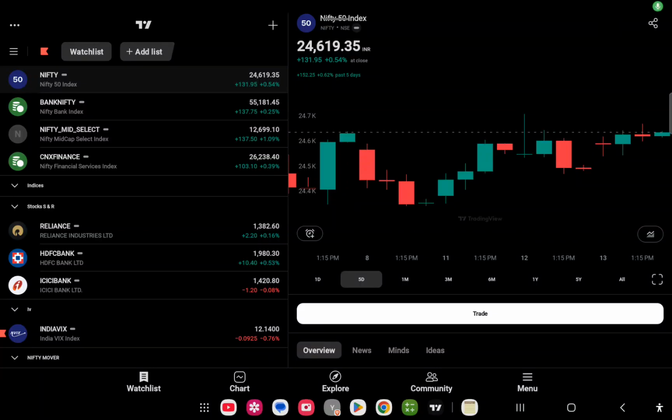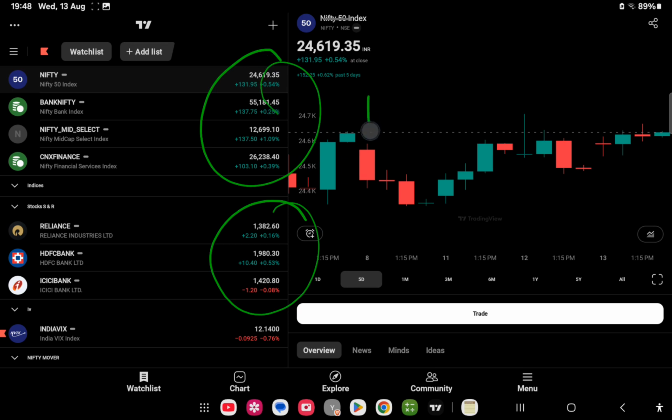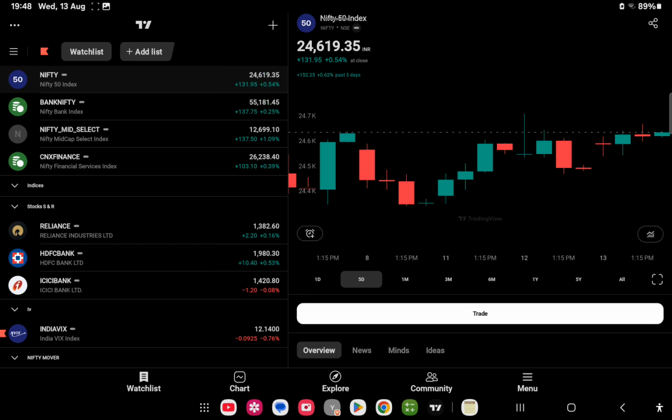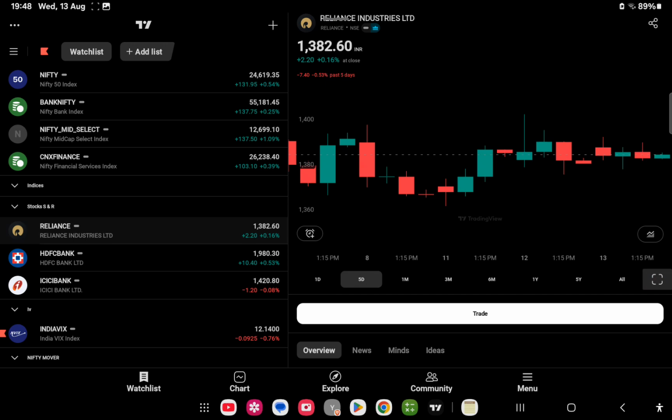Today we are going to see stocks. So you could see the index has given a positive close and stocks are almost sideways. Okay, we'll start with Reliance.